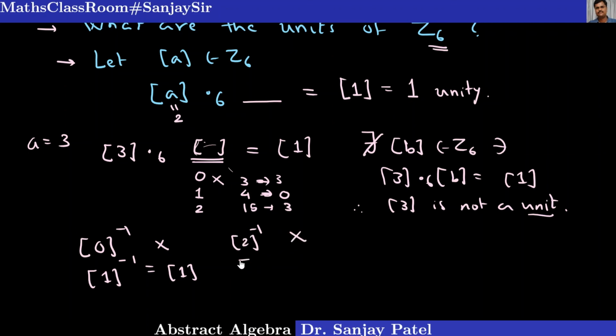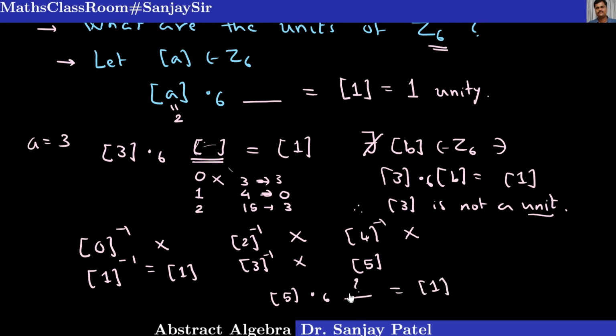We have already proved that 3 has no inverse, so 3 is not a unit. 2 is not a unit. The element class 4 is also not a unit; its inverse does not exist. You can check by putting 0, 1, 2, 3, 4, 5 that there is no element for which this multiplication gives 1. But if you take class 5, now that is interesting. Class 5 is a unit because class 5 dot 6 something will be 1. What is that element here? Can you find it? Put them in one by one.